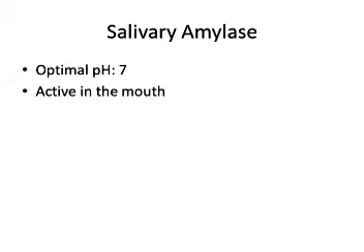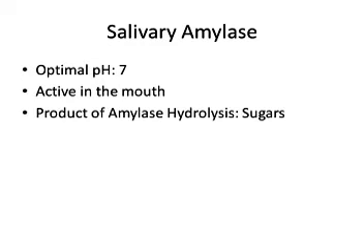So the first thing that we're going to talk about is starch digestion through salivary amylase. Salivary amylase is an enzyme that is found in your mouth, and since your mouth is very neutral, the optimal pH would be 7. What salivary amylase does is that it breaks down starch through amylase hydrolysis, and then it turns it into sugars.